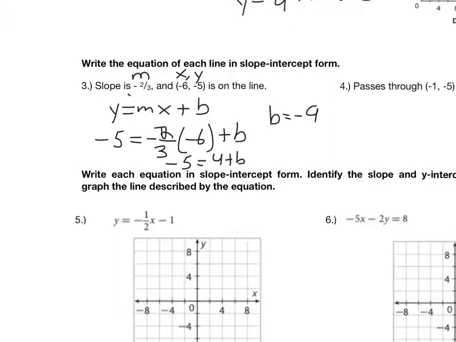And now we have enough information to write an equation in slope-intercept form. This would be y equals our slope, which is -2/3, x minus 9.